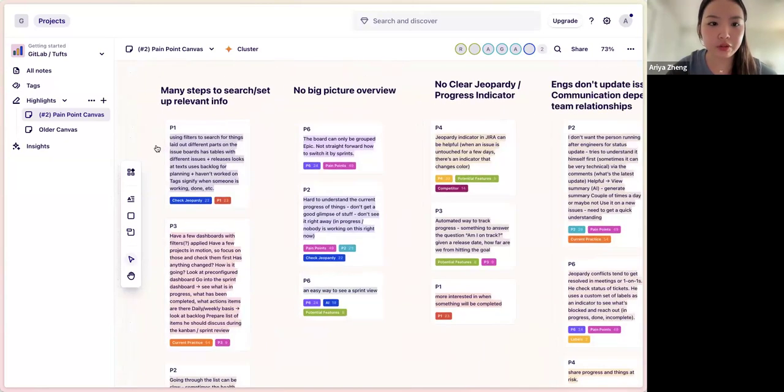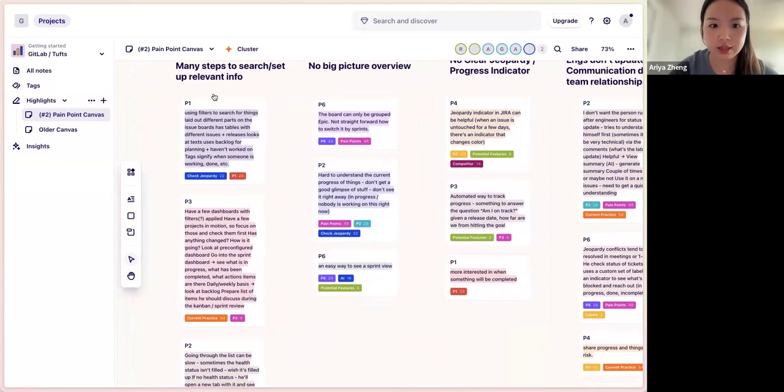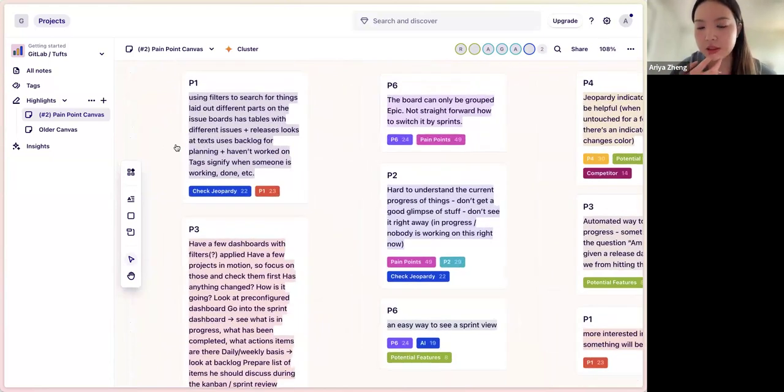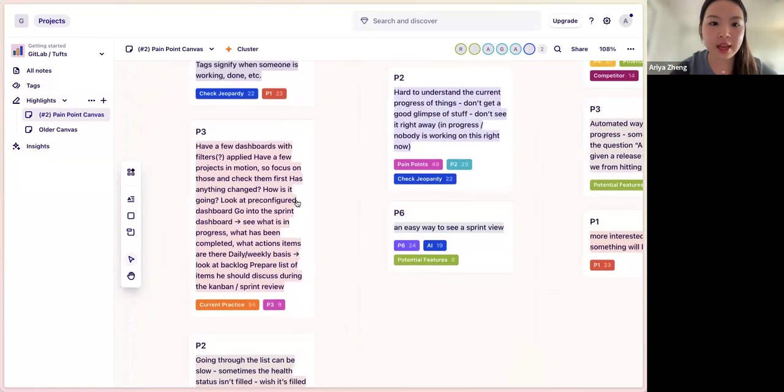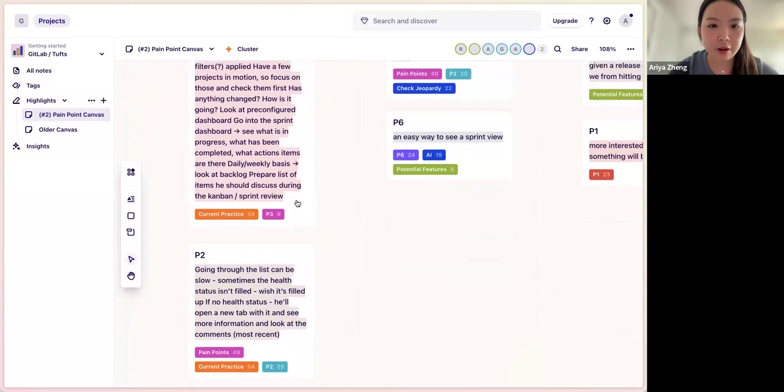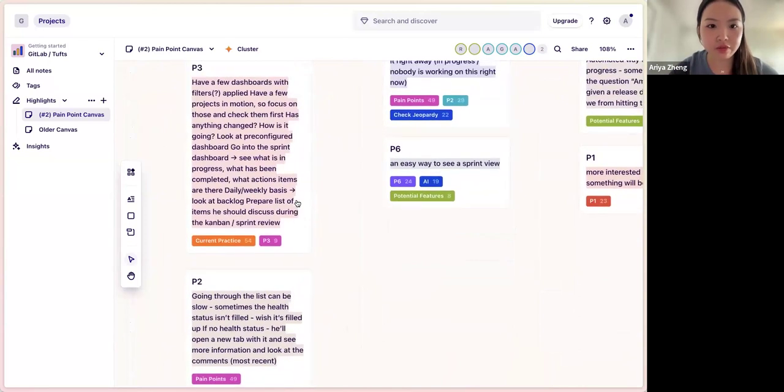The first main reason is that there are so many steps to search or set up a way to find relevant information. For example, I think either Ramona or Allison interviewed someone who needs to use filters to search for things, and they found the search process to be a lot of work. Some people talk about having to set up a few different boards or different filters, and configuring a board is not very easy for them.